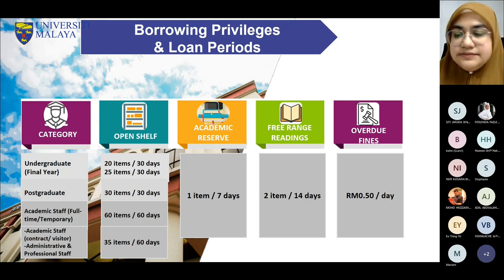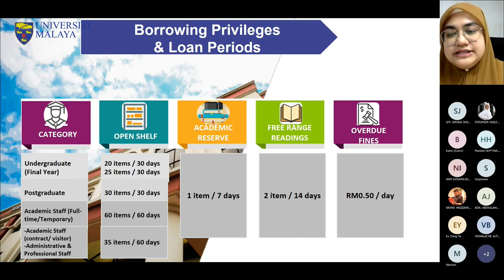For all items, any late returns will incur overdue fines of 50 items per day. But the borrowing privileges between the academic reserve and the open shelf determine when the overdue starts. So you have to be very clear whether the item you're borrowing is from the open shelf or the academic reserve, because if you're borrowing from the academic reserve, your overdue starts on the 8th day, not on the 31st day or the 61st day.